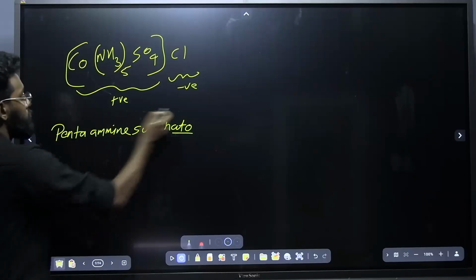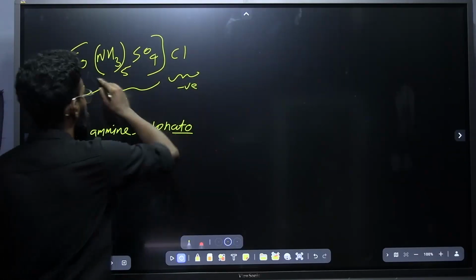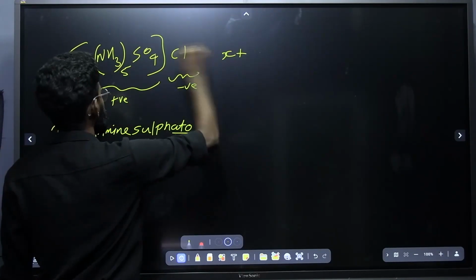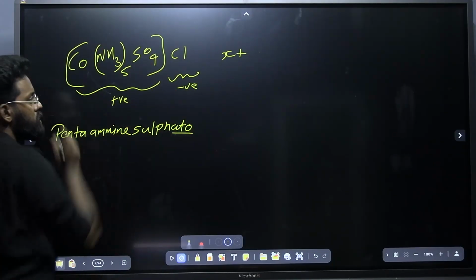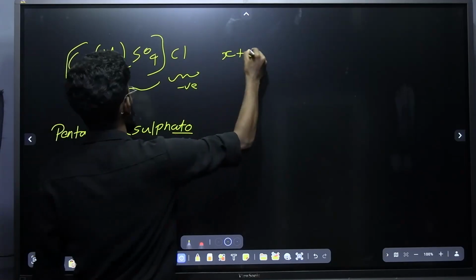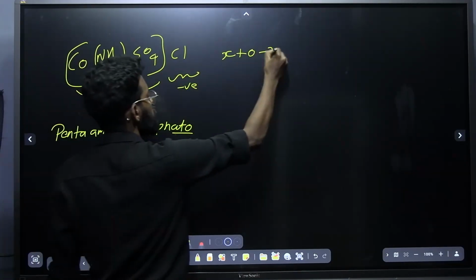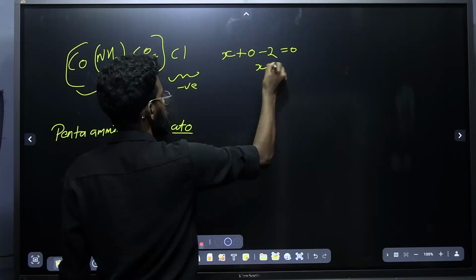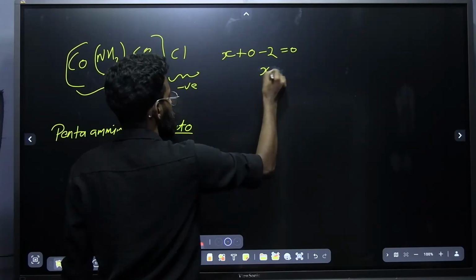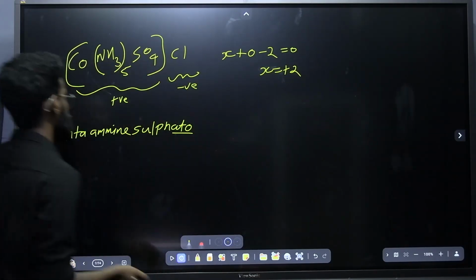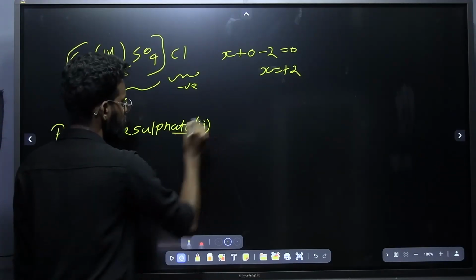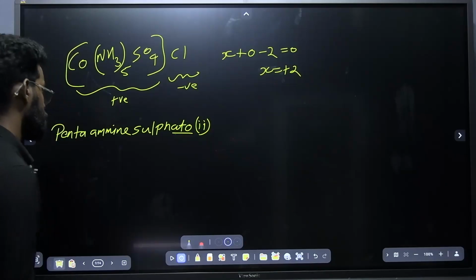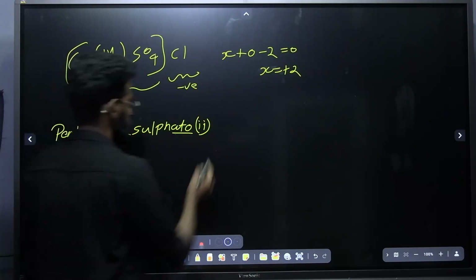Then what about the oxidation state of the metal? To find it: X plus the oxidation state of NH3, which is a neutral ligand, so X plus 0, plus sulfate, minus 2, is equal to 0. So X is equal to plus 2, the oxidation state. We have to mark the oxidation state in Roman numerals. Then our ligand, that is chloride.